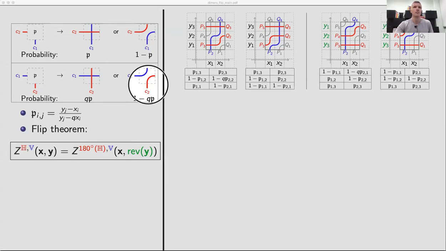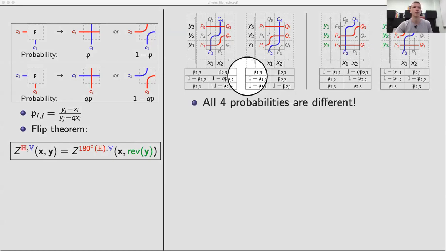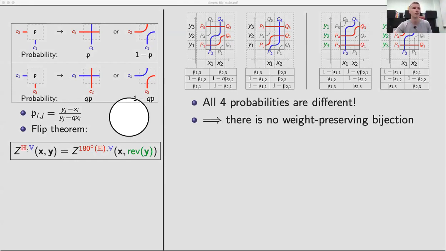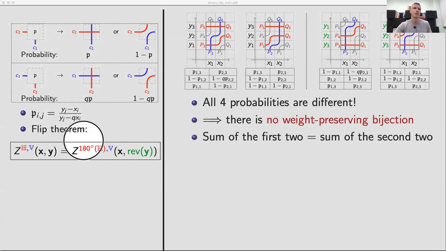And one thing you can notice, by multiplying these things, is that all of these 4 products are going to be completely different. No 2 of them are going to be equal to each other. And therefore this theorem is not completely trivial. There exists no weight preserving bijection that proves the flip theorem. And yet somehow, if you take the sum of these 2 products, you're going to get the same answer as if you take the sum of these 2 products.